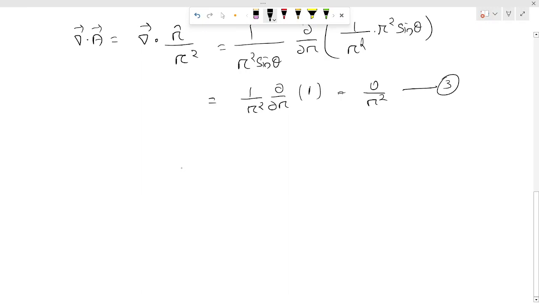You can also write it as 1 upon r square sine theta. I have cancelled, and from here you get sine theta and sine theta getting cancelled, and we have only 1 upon r square into 0, that is 0.